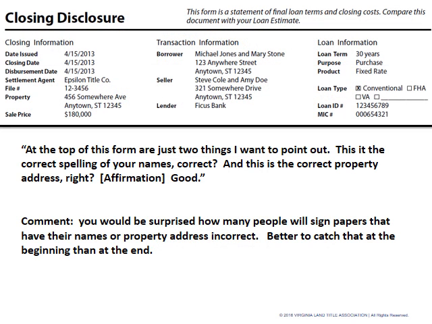"At the top of this form are just two things I want to point out. This is the correct spelling of your names, correct? And this is the correct property address, right?" Assuming you get affirmation, you would say something like great or good. And just by way of commentary, you would be surprised how many people will sign papers that have their names or property address incorrect. Better to catch it at the beginning than at the end. And remember, here and throughout the discussion, when the sample script uses the word this, imagine that you as a settlement agent are pointing to the number being discussed.